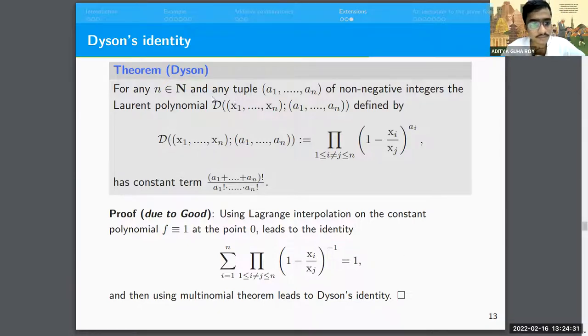So it says that suppose we have a natural number n, and any tuple a1 to an of non-negative integers, and we consider this Laurent polynomial D(x1 to xn), parameterized by this tuple of integers, which is defined as the product over i not equal to j, with i and j between 1 and n, of 1 minus xi by xj, to the power ai. Then Dyson's identity says that this polynomial has a constant term, which is (a1 plus a2 plus ... plus an) factorial divided by a1 factorial times a2 factorial times ... times an factorial. By constant term, I mean the terms that are free of any of these indeterminates.